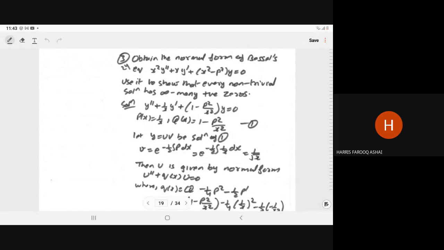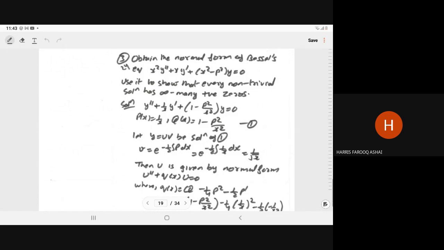It can be written in the standard form y'' plus (1/x) y' plus (1 minus p^2/x^2) y equals 0. Where p(x) is equal to 1/x, and q(x) is equal to 1 minus p^2 upon x^2.